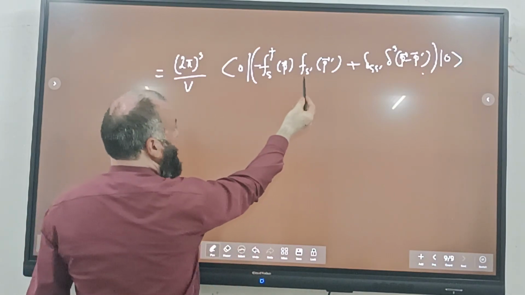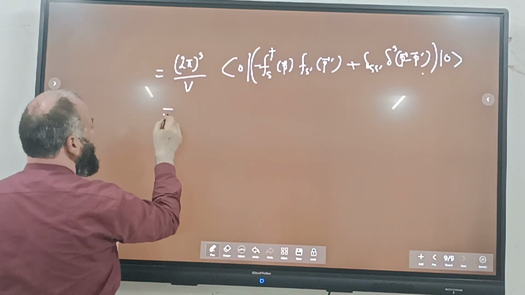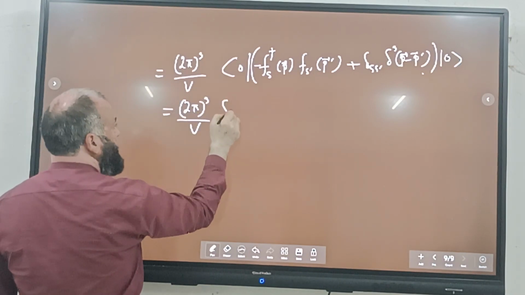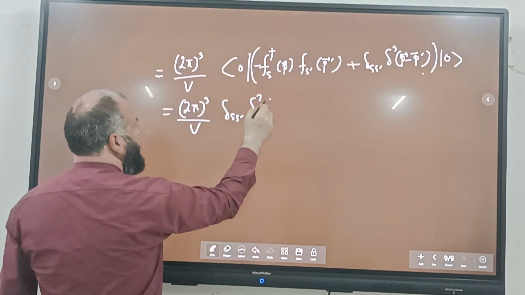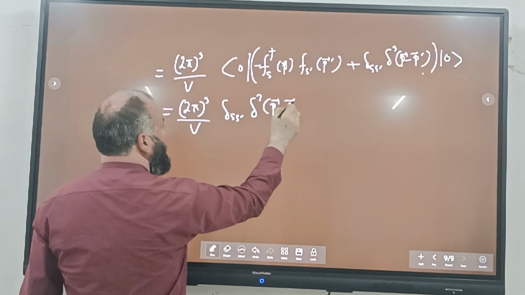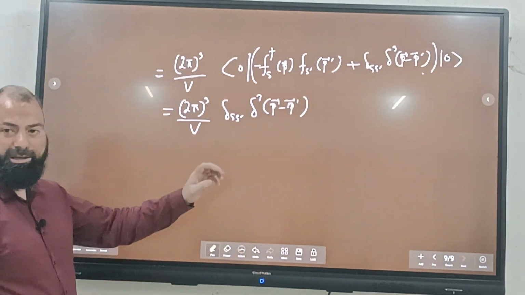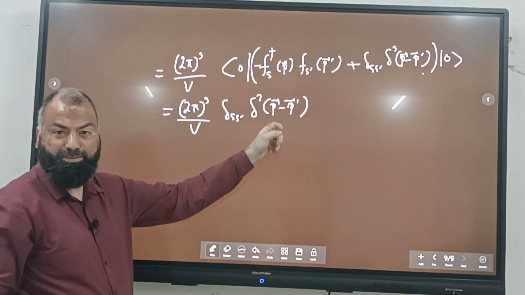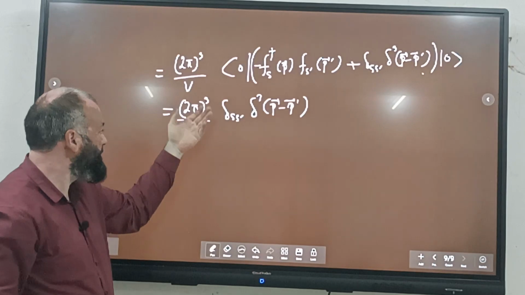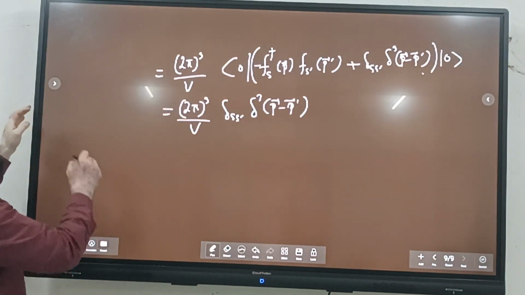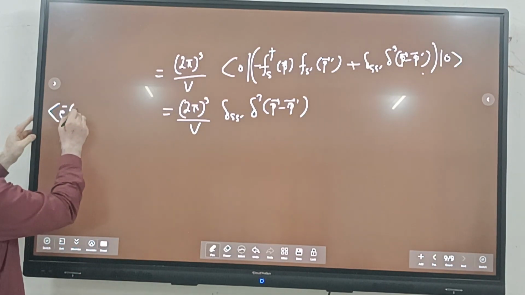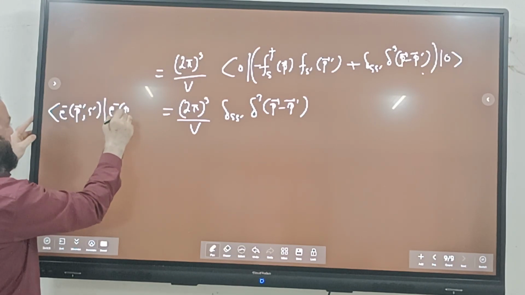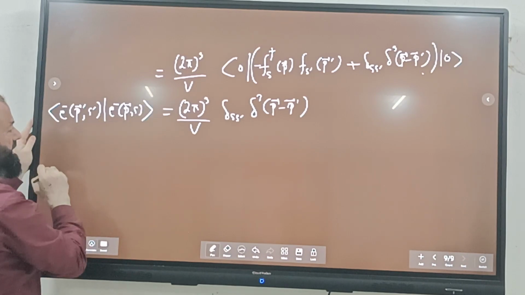So what this gives me, F will act on the vacuum, it annihilates it. So it is 0. So you are having this as delta S S prime and delta 3 P minus P prime. Now you can write, let's say for P equal to P prime, so this will become delta 0, correct? So for delta 0 you will write V by 2 pi cube, that will cancel with this thing. Okay, so this is something electron P prime S prime, electron P S, okay?